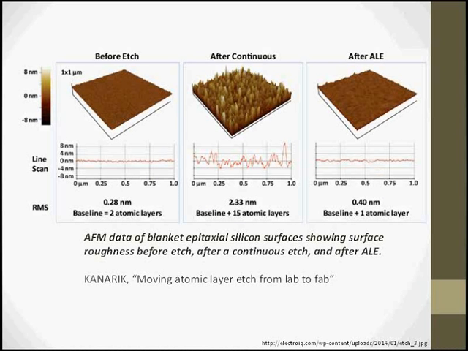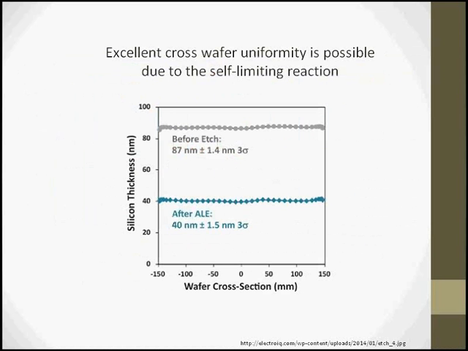So AFM data confirms what we saw in that last TEM image. Before the etch and after the ALE, we see similar surface roughnesses, whereas the continuous plasma etch has a much rougher surface. We also see excellent cross-wafer uniformity is possible due to the self-limiting reaction.